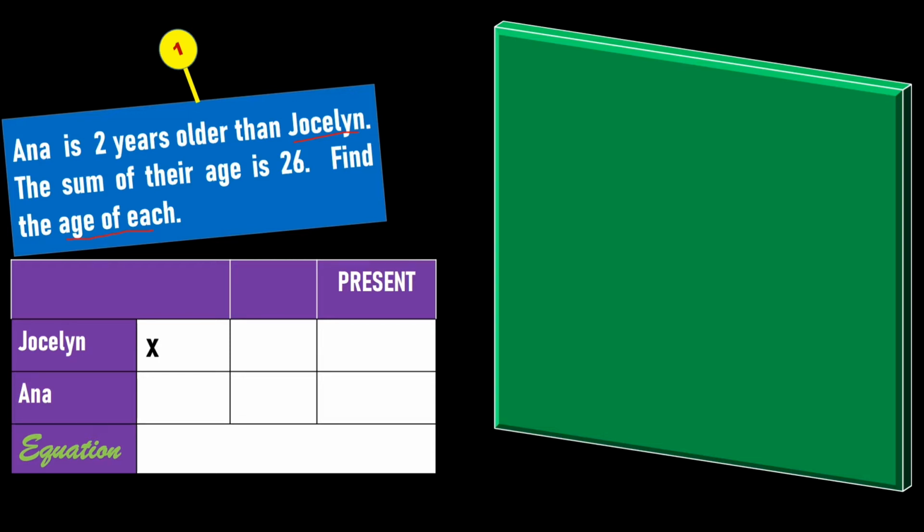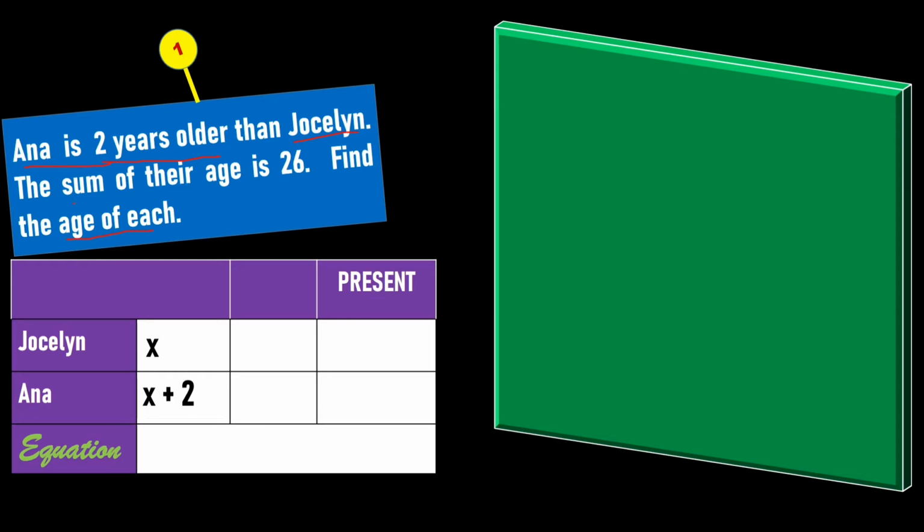And then si Anna, and si Anna is 2 years older than Jocelyn. Kaya ang magiging equation ni Anna ay age ni Jocelyn plus 2. So, ano si Jocelyn? Siya yung X. Yan. X plus 2.